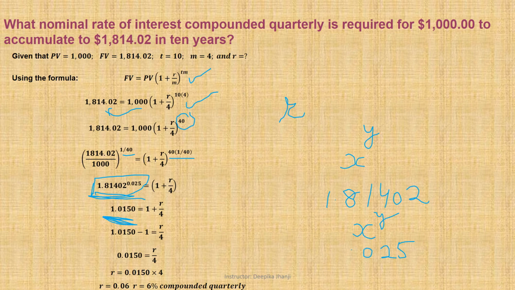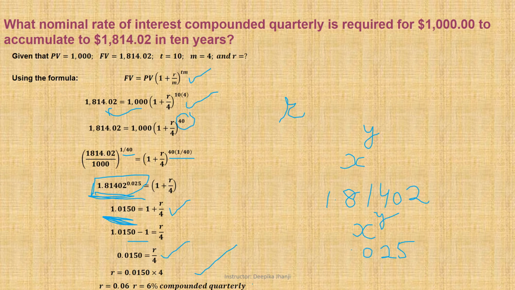On right side, we have 1 plus r by 4. Now, we'll take 1 on other side. So, it will get subtracted on other side. And then multiply by 4 to get value of r. R comes out to be 0.06, but because we are calculating the interest, it should be 6% compounded quarterly. So, that is the nominal rate.